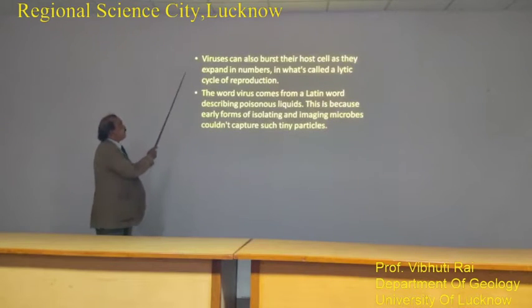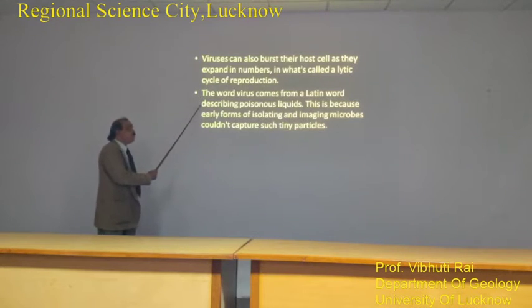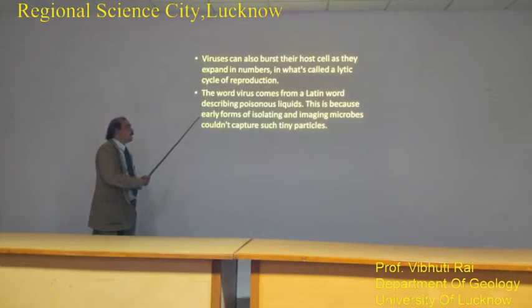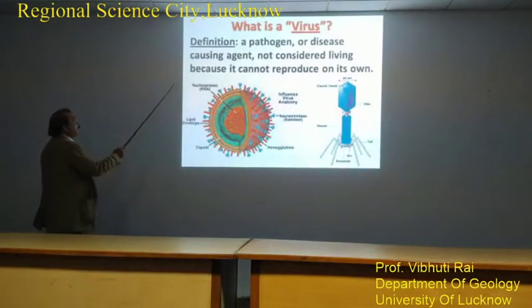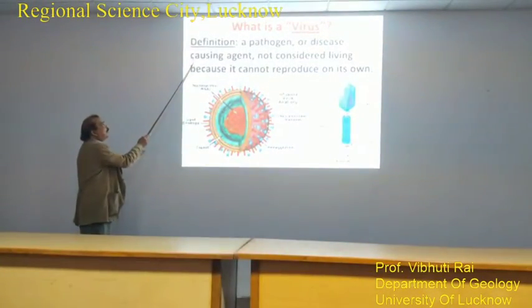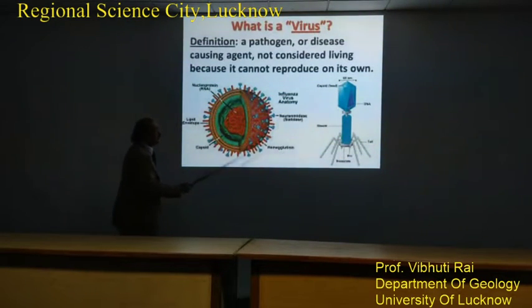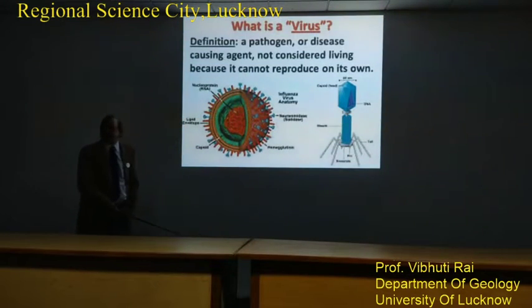Next. Viruses can also burst their host cell as they expand in numbers in what is called a lytic cycle of reproduction. The word virus comes from a Latin word describing poisonous liquids. This is because early forms of isolating and imaging microbes couldn't capture such tiny particles. It's a pathogen or disease-causing agent, not considered living because it cannot reproduce on its own. So you can have a cartoon here, another one here, and these viruses can be of different types.